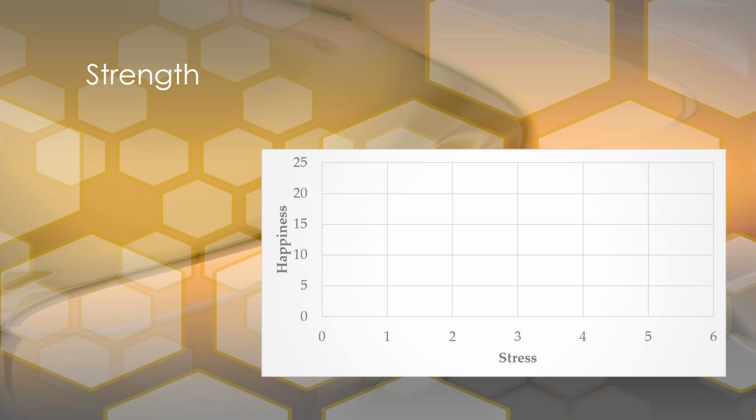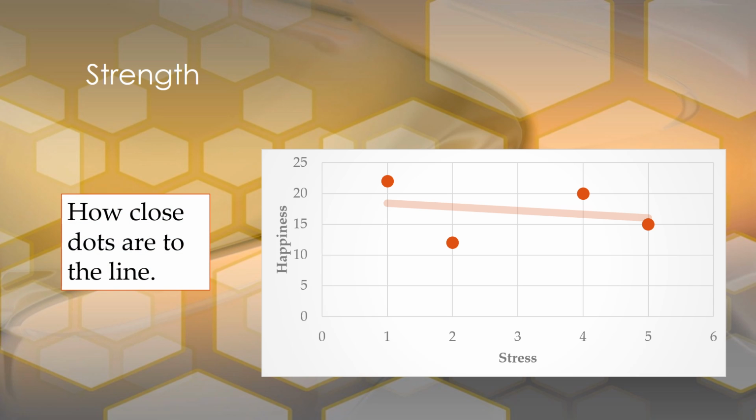So that line of best fit kind of helps you determine the strength. So here is our scatter plot. Here's our dots, and here's our line of best fit. And how close the dots are to the line determines the strength.